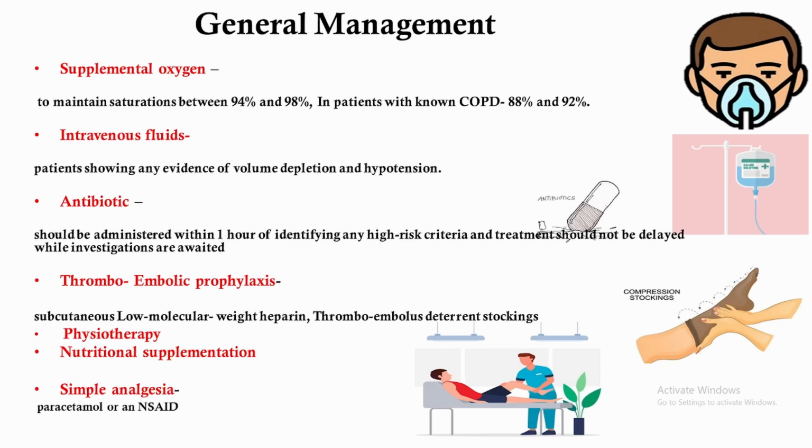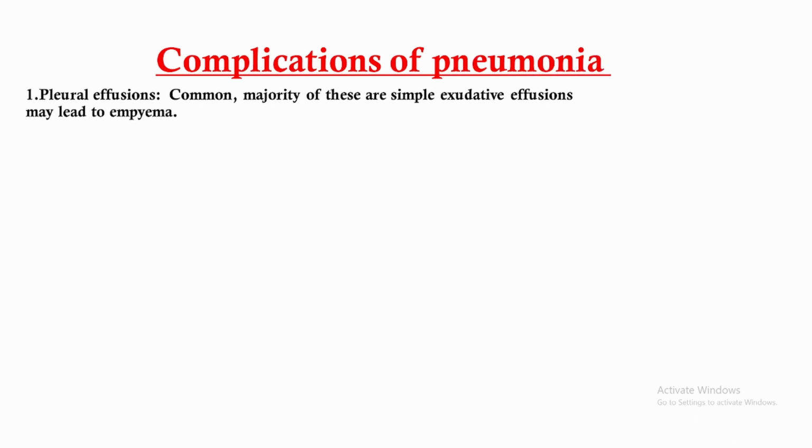Simple analgesia, such as paracetamol or an NSAID, helps treat pleuritic pain, thereby reducing the risk of further complications due to restricted breathing. Let's move to the complications of pneumonia. Number 1. Pleural effusion. Effusions are common with pneumonia and complicate around 1/3 to 1/2 of cases of community-acquired pneumonia.